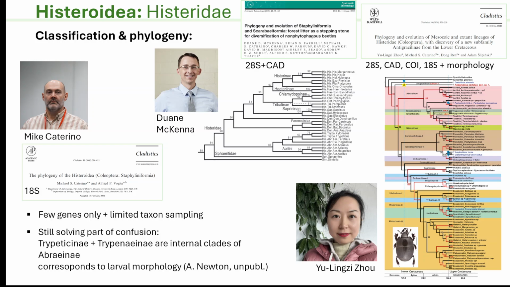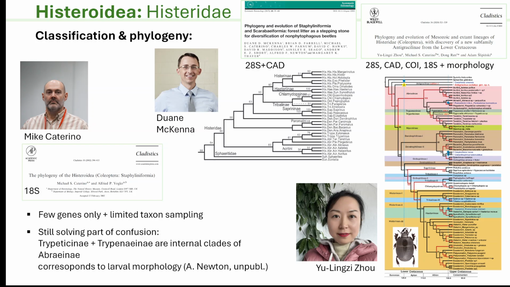But as you can see, even the species sampling is still quite poor, right? We have something like 50 plus species only included in the analysis, and only a few genes. So there's still lots of work to do to understand the phylogenetic relationships of histerids and to propose their classification. But still, this data helps to solve some part of the confusion.